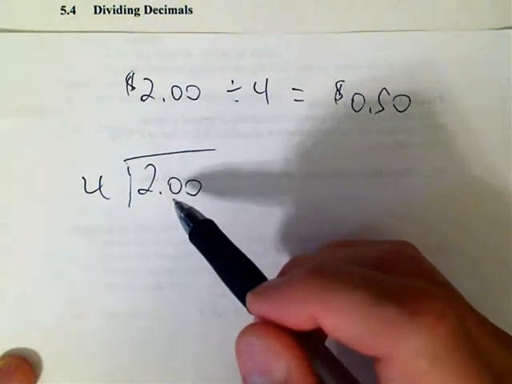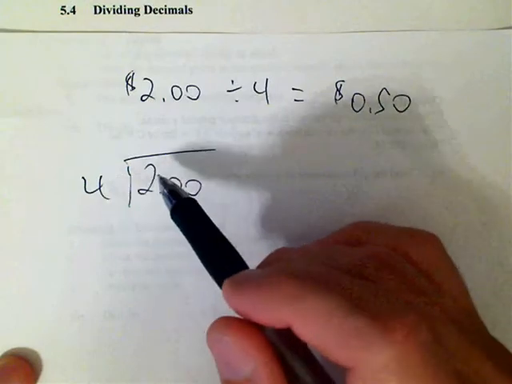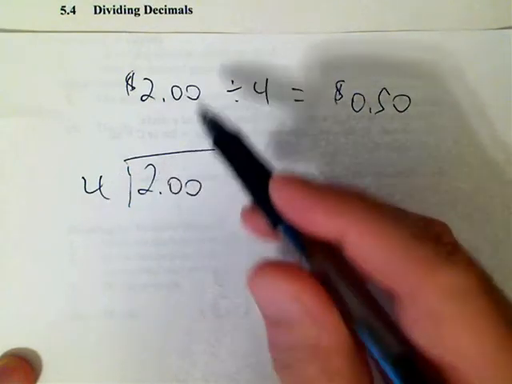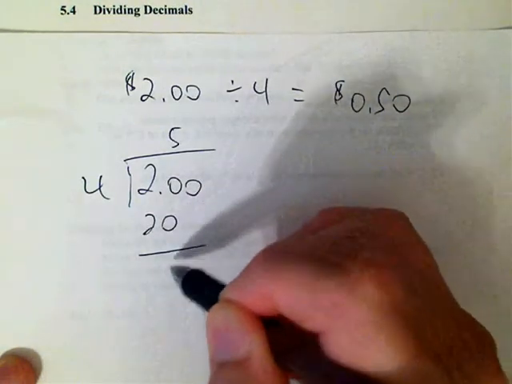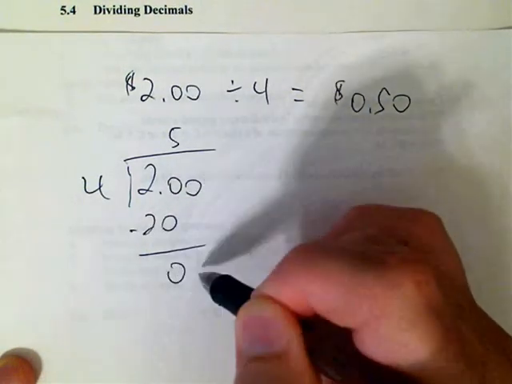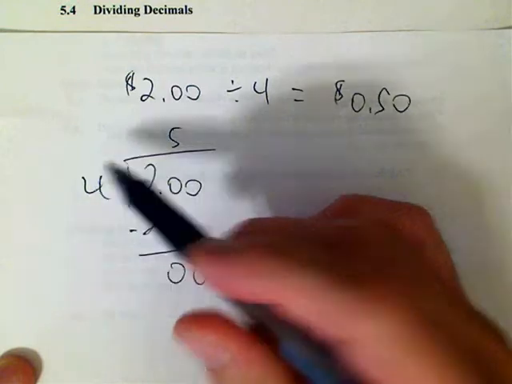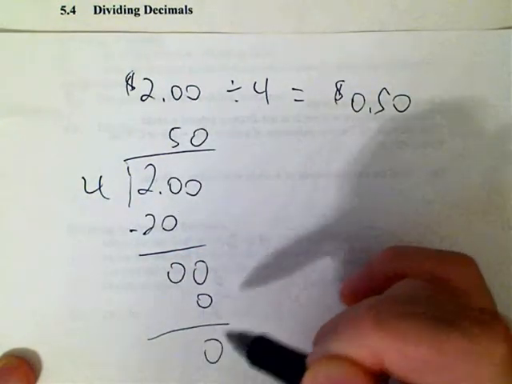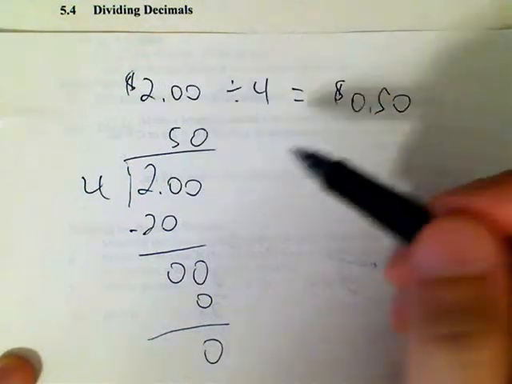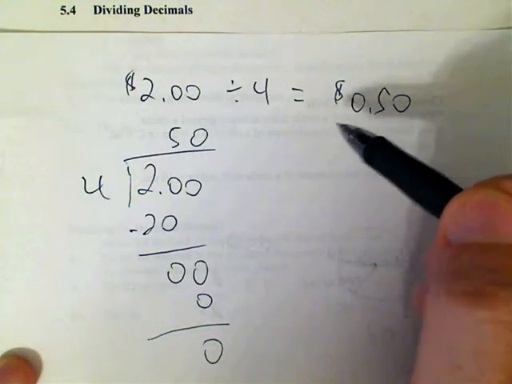Now, let's just say we ignore the decimal for now. Even though 4 won't go into 2, it does go into 20. 5 times 4 is 20. Subtract, you get 0. Gotta bring down another 0 because we're not done. 4 goes into 0, 0 times, and 0 times 4 is 0. Subtract, you get 0. Now how can we get 50 cents, that we already know the answer to?